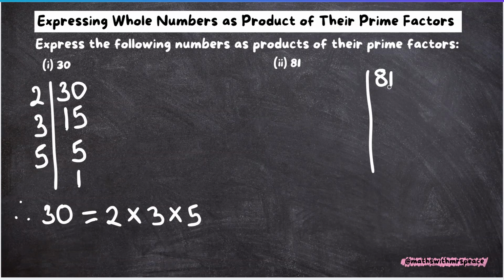And then we have to divide 81 by its prime factors. And of course, 81 is an odd number, so we're not going to be starting with 2. We'll start with the next number, that's 3. 3 is a factor of 81, and 3 is also a prime number. And when you divide 81 by 3, you're going to get 27.